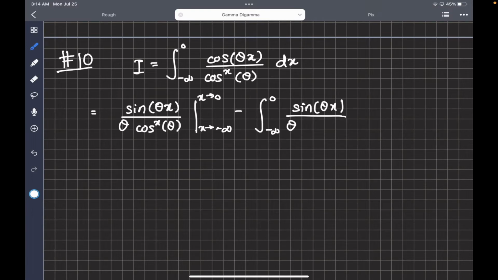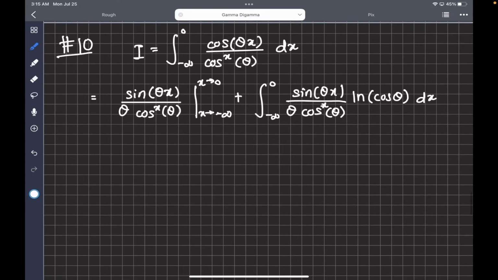We differentiate that, the minus comes down, this becomes a plus. Cosine to the minus x of theta remains the same, which is cosine to the x of theta in the denominator. But we also have to multiply by the natural log of cosine of theta by the chain rule. This is basically differentiating an exponential function. Please refer to a formula sheet if you don't know, or you can maybe derive it from some limit properties of these things.